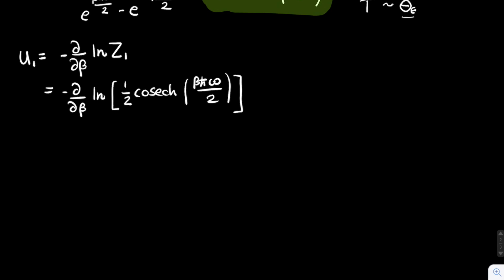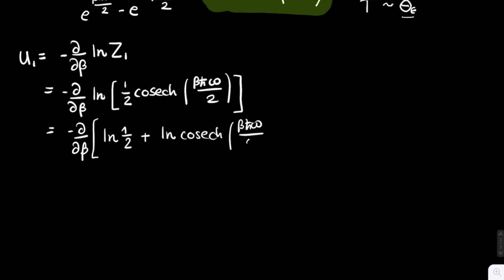Alright, there we go. And if we use our log laws, then we'll find that this is equal to the derivative with respect to beta. We're going to have a big bracket because we're going to get two terms. Ln of 1/2 plus ln of cosec of beta h bar omega over 2. So there we go. This is what we've got to do. We've got to differentiate this with respect to beta. And I hope you guys can immediately see that this is just not going to contribute anything at all. Ln of 1/2 is not a function of beta, so it's just going to completely disappear.